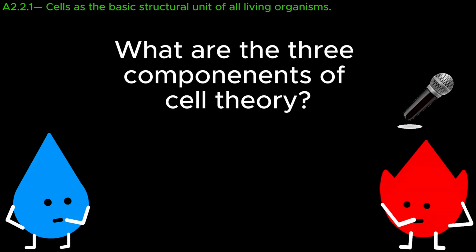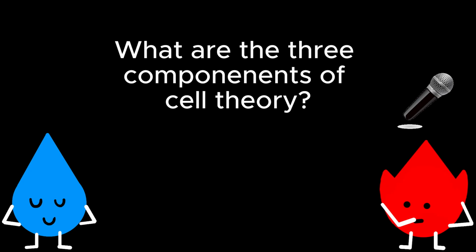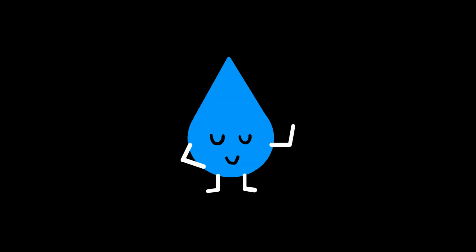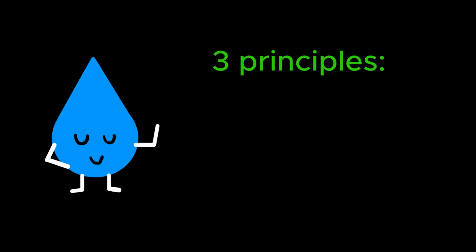What are the 3 components of cell theory? Oh, that's easy. I don't understand the question. Cell theory is a set of basic principles of cells. It is made of 3 principles or ideas.